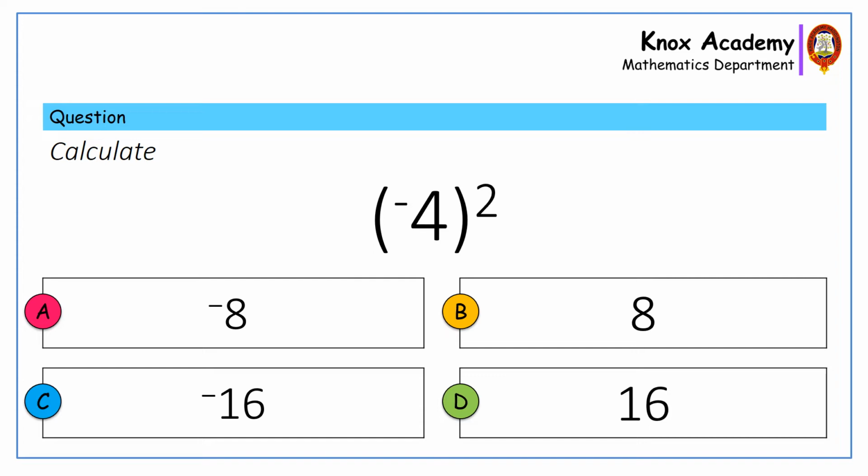So negative 4 squared. When we square a number, we multiply it by itself. So essentially, we're doing negative 4 times negative 4. And the answer to that would be 16.